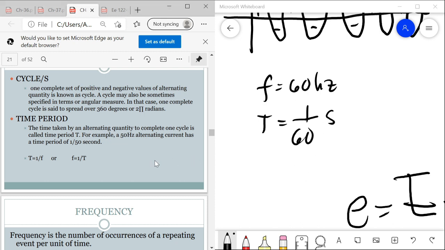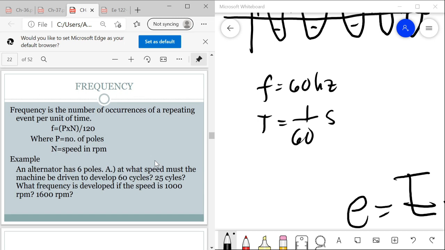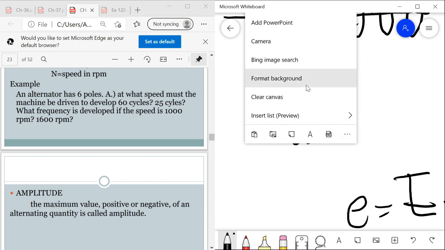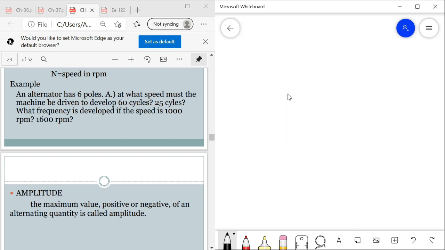Frequency is the number of occurrences of a repeating event per unit of time. We can also calculate frequency by P times N over 120, where P is the number of poles of a generator or alternator, and N is the speed in RPM. Example: an alternator has 6 poles. At what speed must the machine be driven to develop 60 cycles, 25 cycles? What frequency is developed if the speed is 1000 RPM and 1600 RPM?